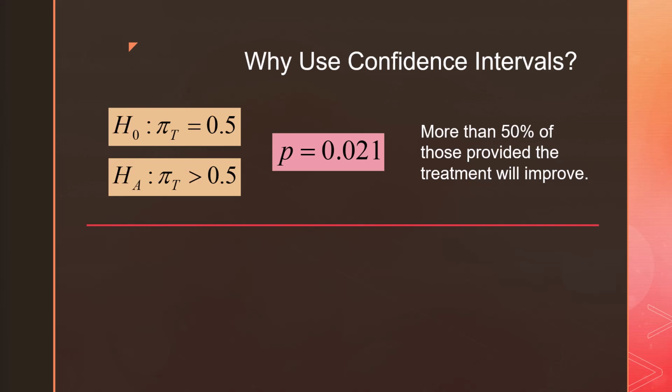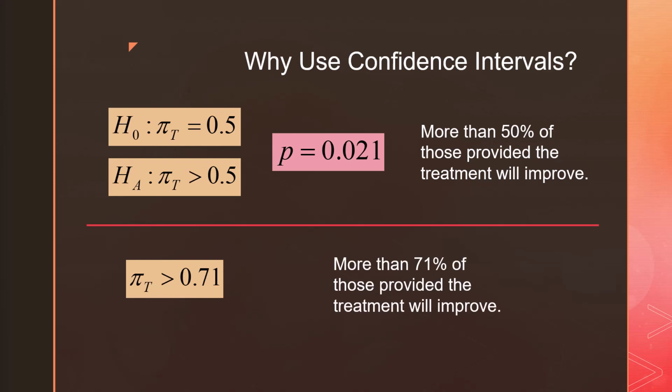The confidence interval can provide a more specific outcome. For example, with a confidence interval, we might conclude that in the population, the proportion of individuals who could improve with treatment is over 0.71 or 71%. That finding, that more than 71% of those provided the treatment will improve, is a more specific and more profound finding than that more than 50% will improve.